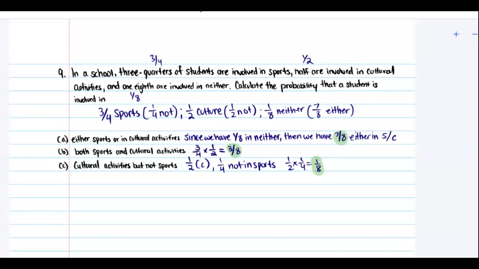Great. So we see the complement. The complement of 3/4 of students being involved in sports: not involved means the complement of these 3/4, which is 1/4.